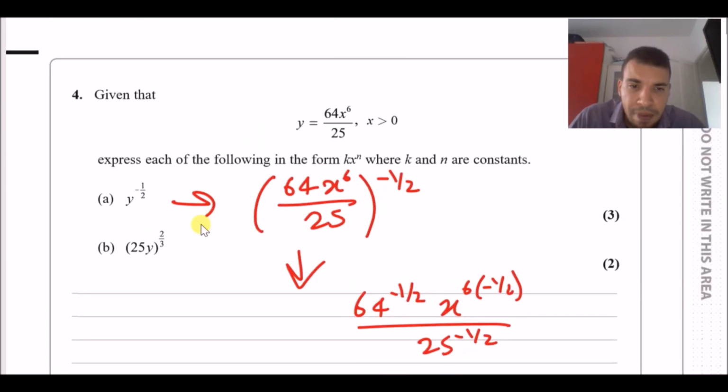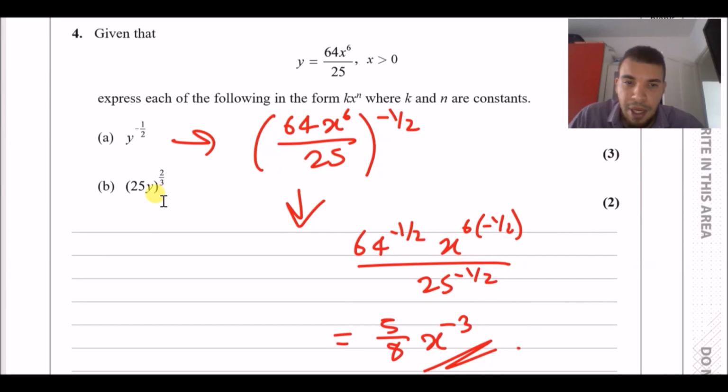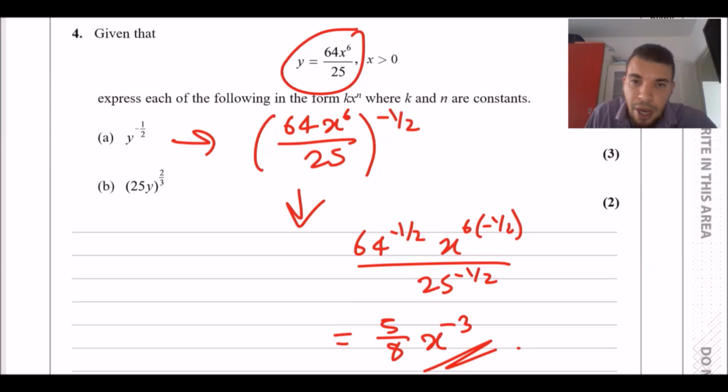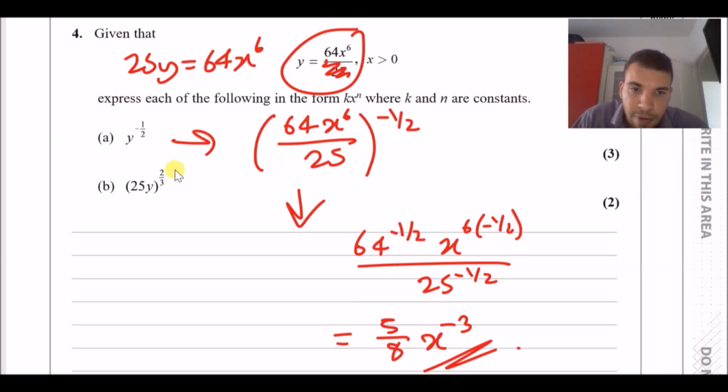Now for B, so now they've wrapped up 25y, all to the power 2 over 3. Okay, so the same thing applies here. This time we're going to multiply this by 25. So 25 times the fraction here. Well, what happens? This 25 cancels out because 25 over 25 goes. So you're left with 25y equals 64x to the power 6. Now you want to put all of this to the power of 2/3. So now we're going to wrap all of this up by 2/3.